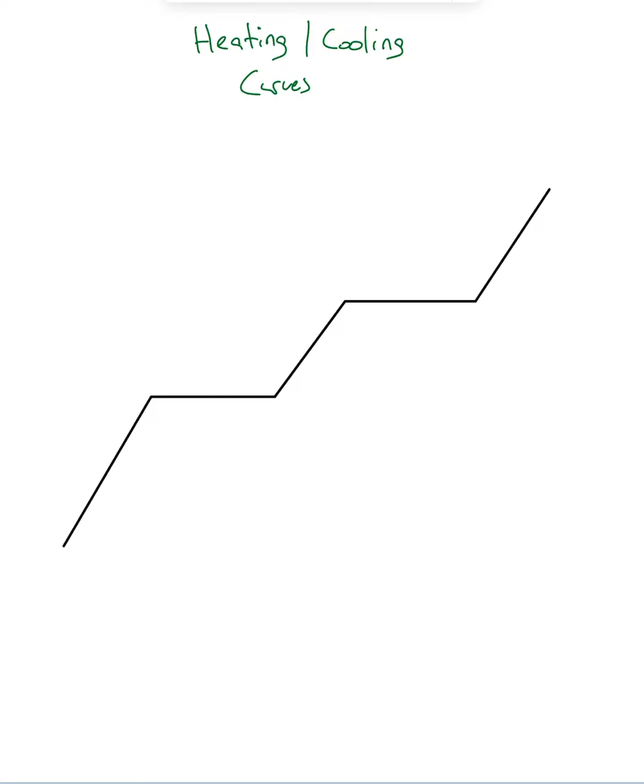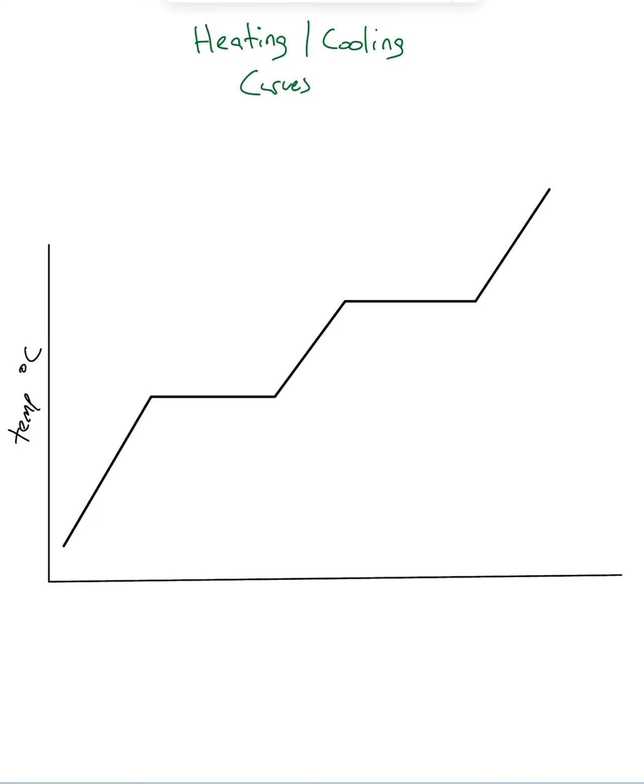Before we go very far, I want to go ahead and label this. The y-axis is here, and then the x-axis is here. The y-axis is going to be temperature in degrees Celsius, and the x-axis is going to be time. You may also see this as energy or heat, but most of the time it's going to be time.